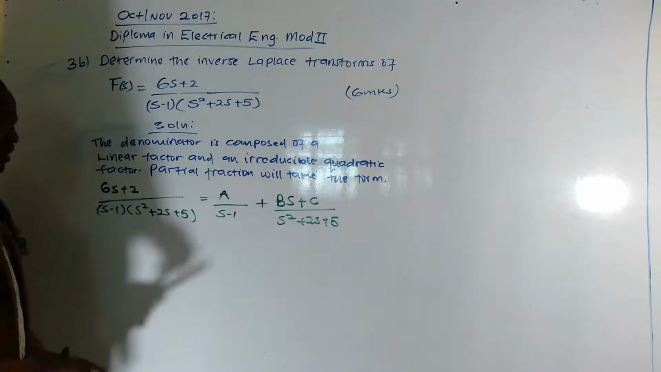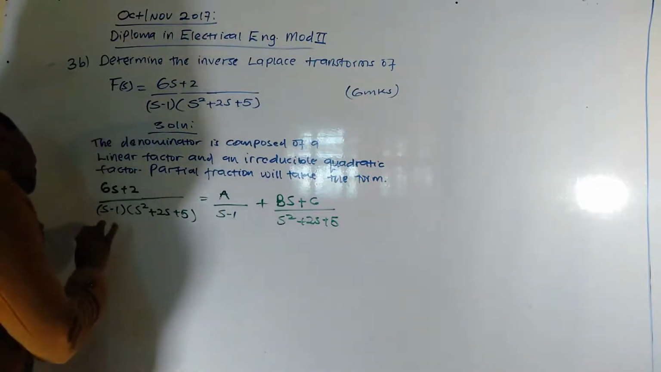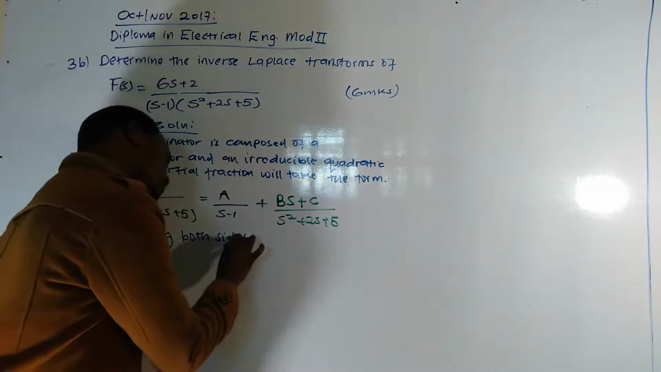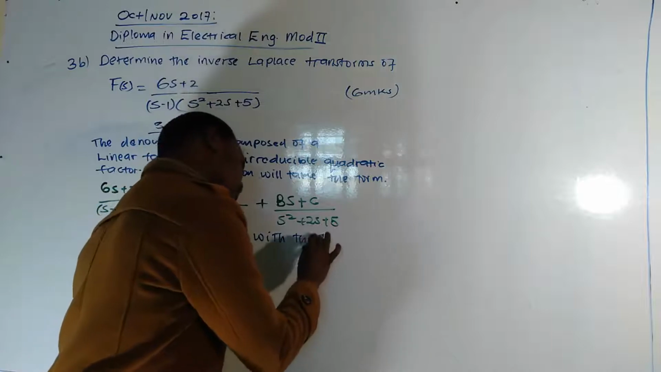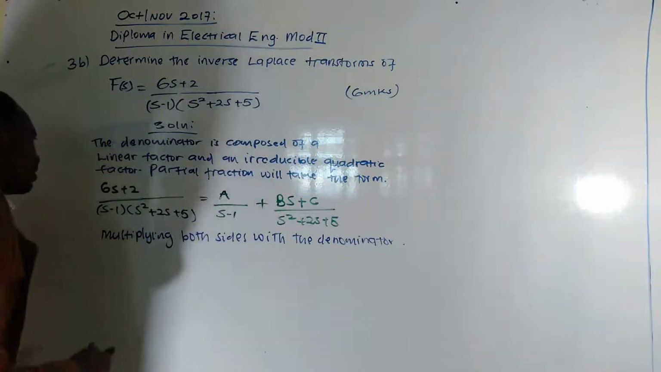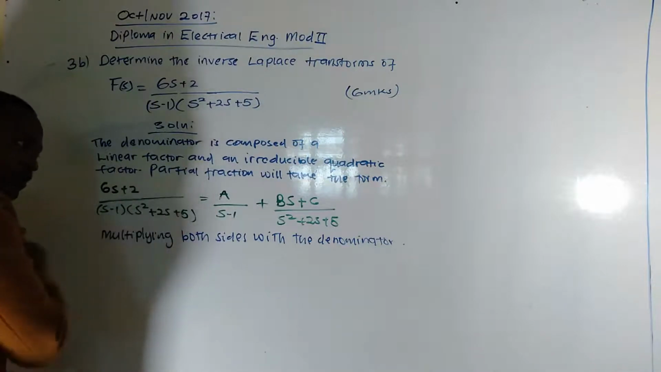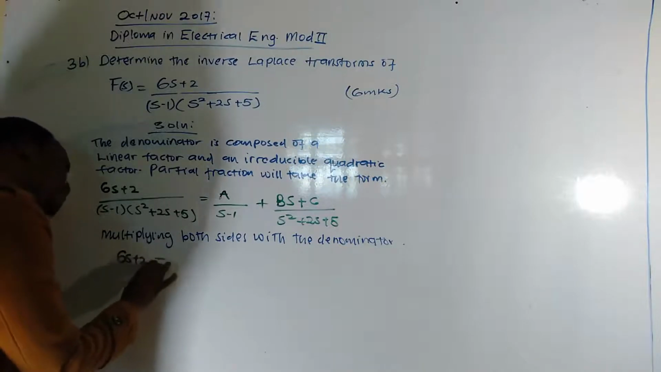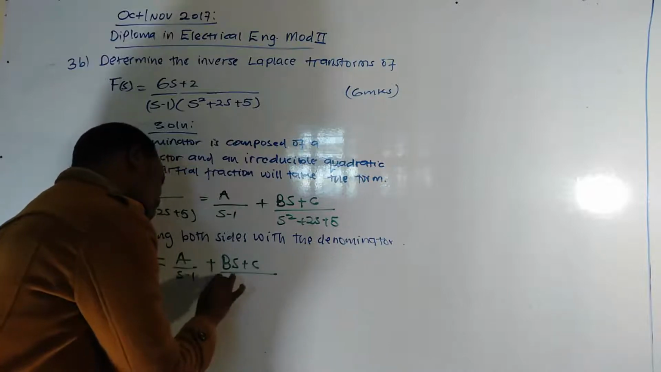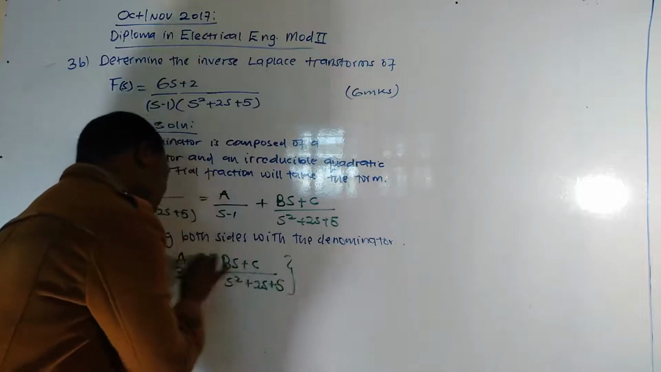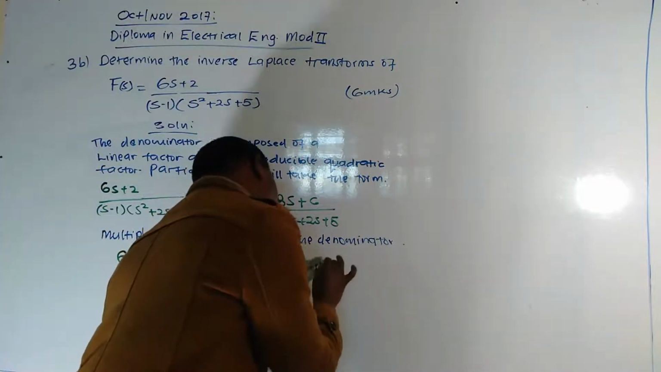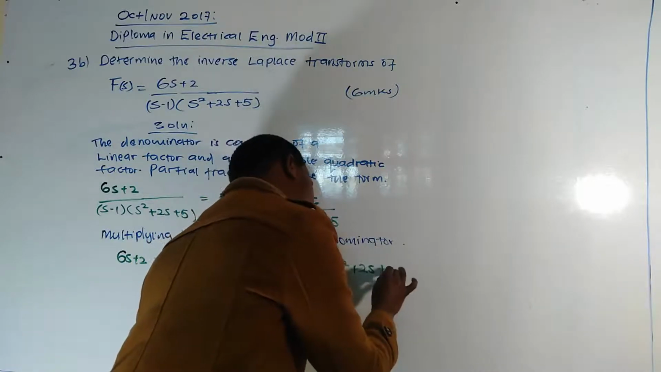To do that, we will multiply both sides with the denominator. So you have here, this side, when you multiply with the denominator, of course the denominator will cancel out, so you only have 6s plus 2 is equal to A over s minus 1 plus Bs plus C over s squared plus 2s plus 5. We have said we multiply both sides with the denominator. Here it will cancel out, but here it will be (s minus 1)(s squared plus 2s plus 5).